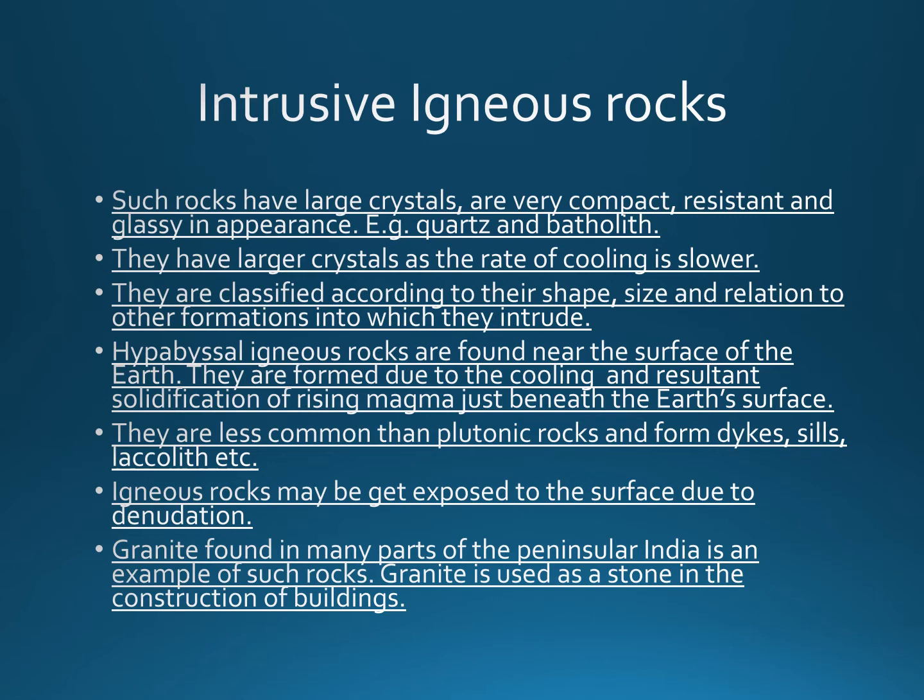Hypabyssal igneous rocks are found near the surface of the earth. They are formed due to the cooling and resultant solidification of rising magma just beneath the Earth's surface. They are less common than plutonic rocks and form dikes, sills, laccoliths, etc.